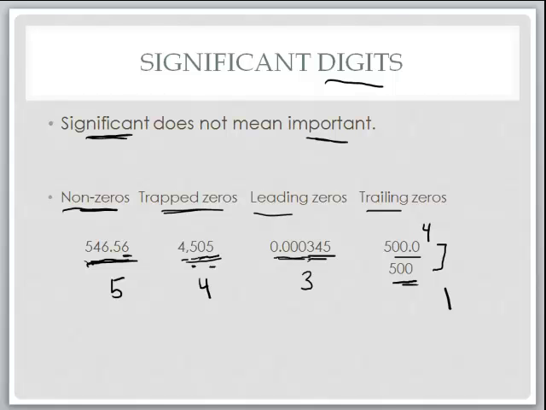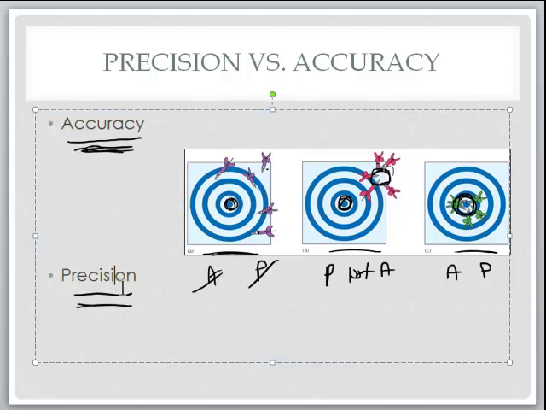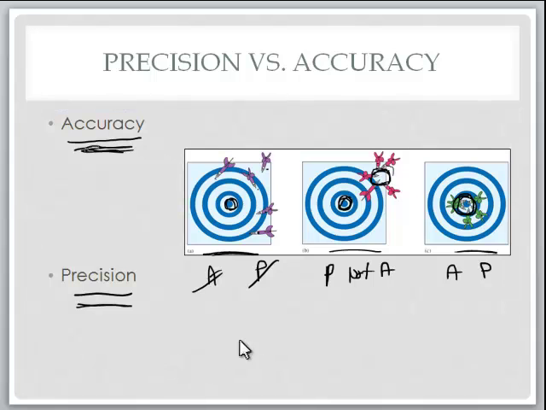Alright, so let's just review quickly. Accuracy means, is your value correct? In other words, are your data points around the correct answer? Precision means, is your data reproducible? In other words, are your data points all around the same point? Not necessarily accurate, but precise.